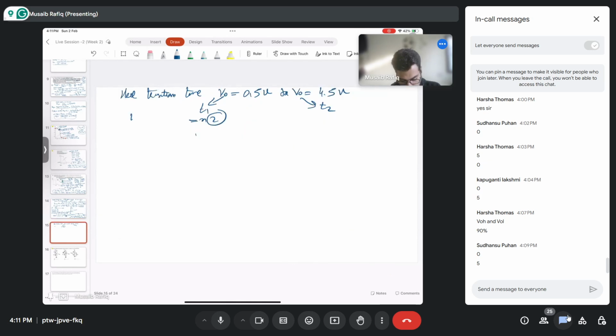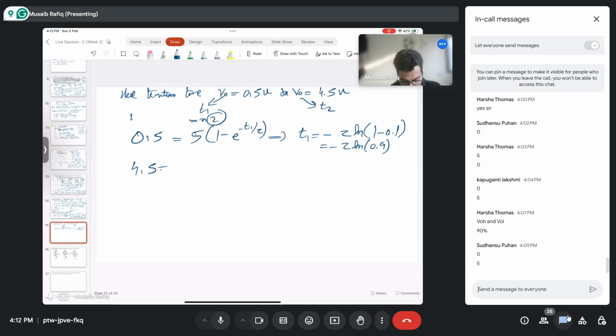When we use equation 2 for the first case, 0.5 volts equal to 5 times 1 minus e raised power minus T1 by tau, and T1 comes out to be minus tau times ln of 1 minus 0.1, that is equal to minus tau times ln of 0.9. In the second case, it will be 4.5 equal to 5 times 1 minus e raised power minus T2 by tau. T2 comes out to be minus tau times ln of 1 minus 0.9, so it comes out to be minus tau times ln of 0.1.